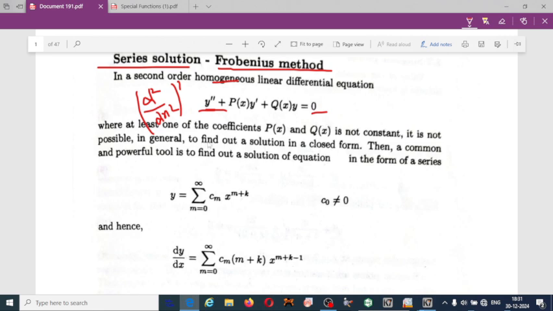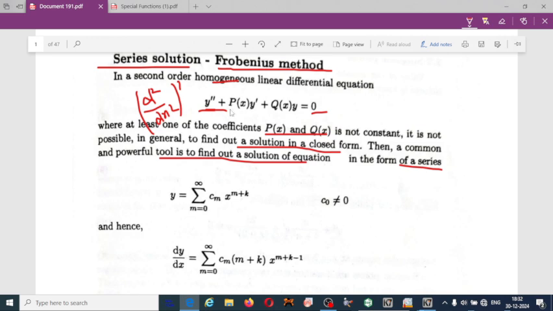First we have to write it. Then it consists of p of x y dash plus q of x y. So p and q are the coefficients which are not constant, which makes it not possible, in general, to find the solution in a closed form. Then a common and powerful tool to find the solution is the series method, that is the power series method.